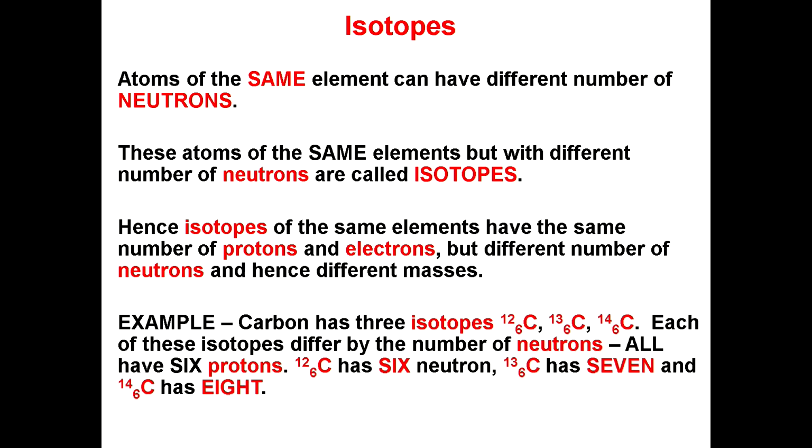For example, for carbon, a very common atom is like this, 6, 12. But this is also carbon, because the proton is 6, but it has 1 more neutron. This one has 2 more neutrons. So all of them are carbon, but these carbon atoms are called isotopes.